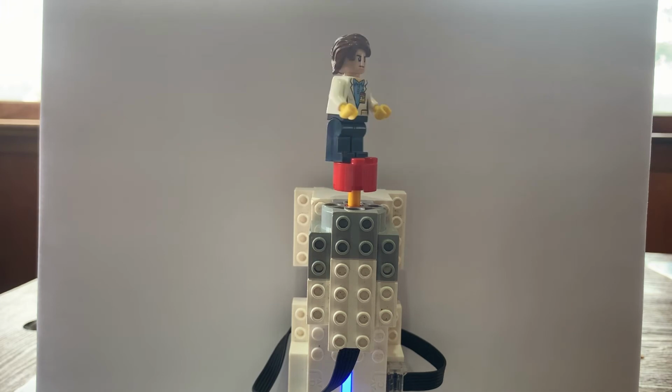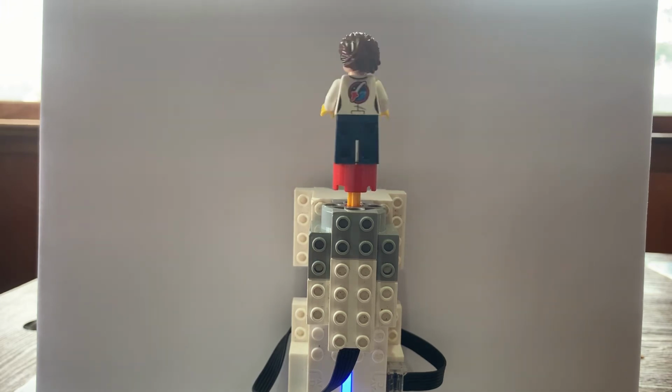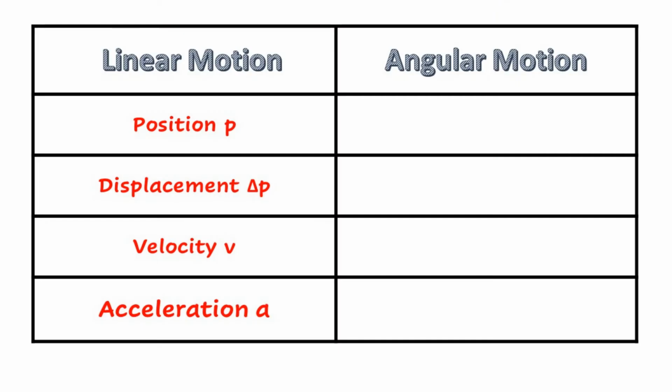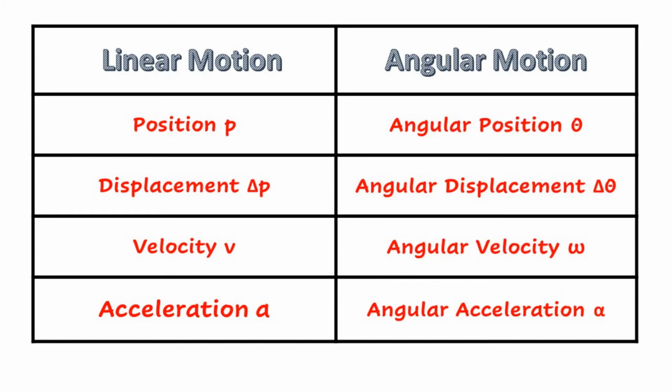This isn't the revolution I was hoping for. If only I knew how to describe angular motion. Actually, we already do know how to describe angular motion. Just like with linear motion, how we use position to calculate displacement, velocity, and acceleration. Now that we know angular position, we can use that to describe angular displacement, angular velocity, and angular acceleration.